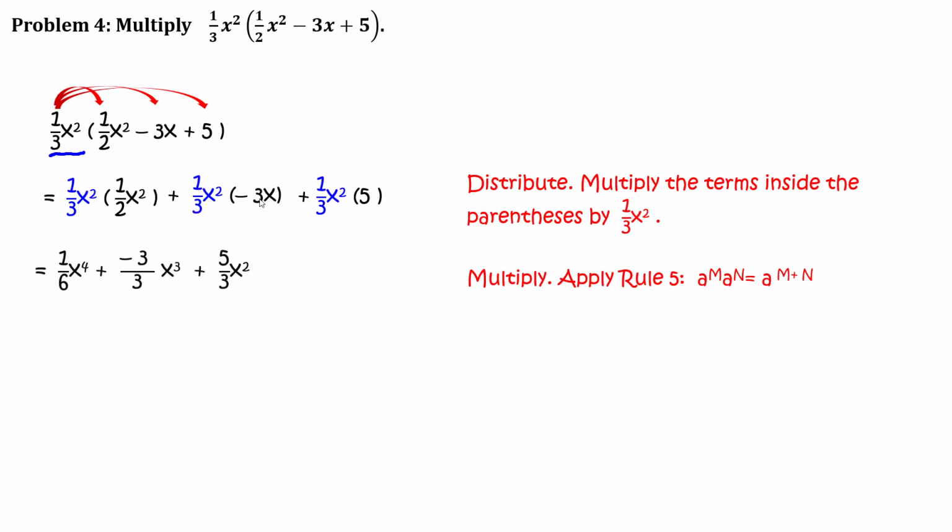1/3 times negative 3. Negative 3 you can think of as negative 3 divided by 1. So it'll be negative 3 divided by 3. x squared times x, you can think of x as having an exponent of 1. So you get x to the third. Plus 1/3 times 5 is 5/3. You can think of this 5 as being written over 1, and then the x squared term just stays.